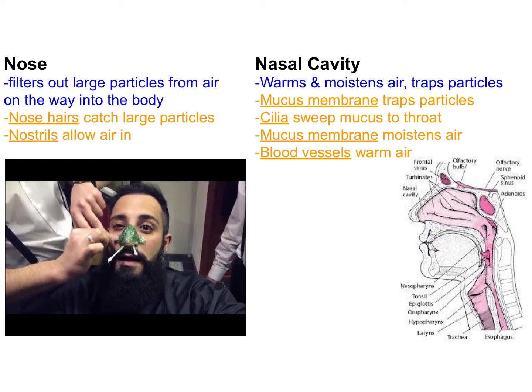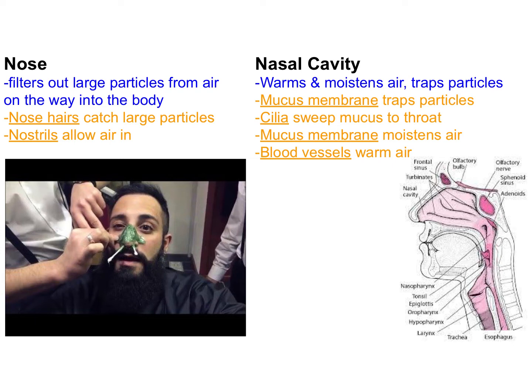So now we're going to take a journey through the upper and lower respiratory tract and just go through those structures each one at a time and talk about how their anatomical specializations relate to their specific functions to help the respiratory system as a whole. Well, first, of course, is your nose. Now, your nose filters out large particles from the air on the way into the body. And how does that happen? Well, of course, you have nostrils, and the air has to pass through the nostrils.